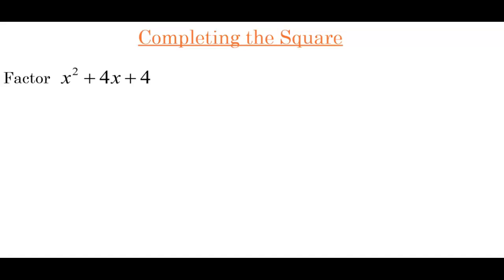So factor x squared plus 4x plus 4. So we need a factor pair of 4 that adds to 4. So positive 2 and positive 2 come to mind. So our factors are going to be x plus 2 times x plus 2. So we can simplify this and write it as x plus 2 quantity squared. So we can write our factors as a perfect square.